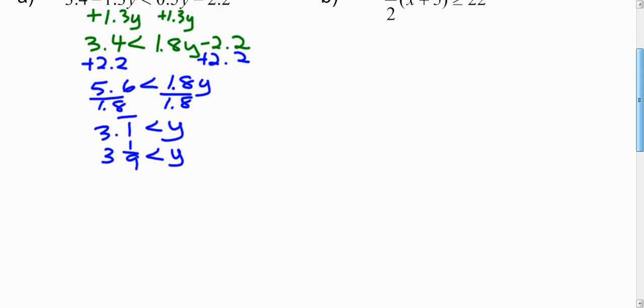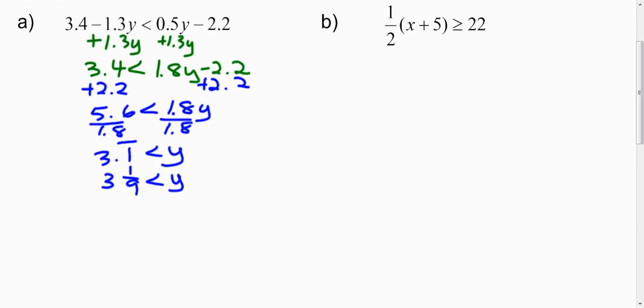Okay, and then we could verify with substitution. I'm not going to do that for you, but you can do that. And then, so looking at the next one, we have a coefficient of 1/2. You could also think of this as x plus 5 over 2. Sometimes seeing it like that makes it a little bit easier to understand.